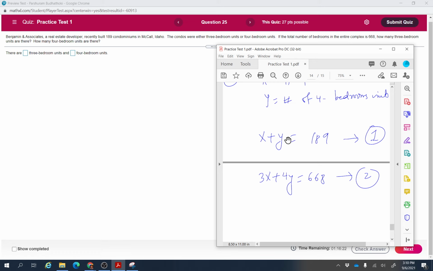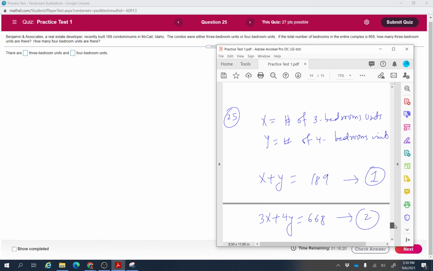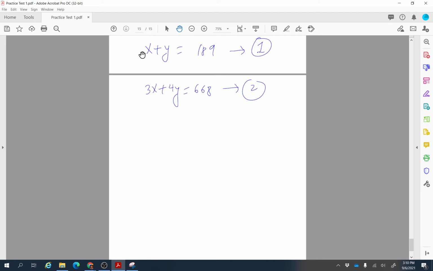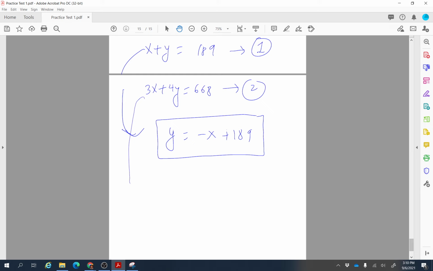So this is the system of equations. After solving it, we'll be able to find the number of 3-bedroom units and the number of 4-bedroom units. I'm going to use the substitution method, and find y from the first equation. Y can be written as, just subtract x from both sides, negative x plus 189. I'm going to substitute the value of y in the second equation. 3 times x plus 4 times negative x plus 189 equals 668.